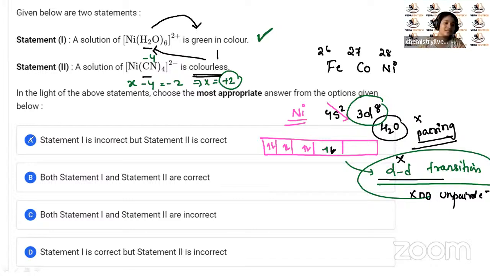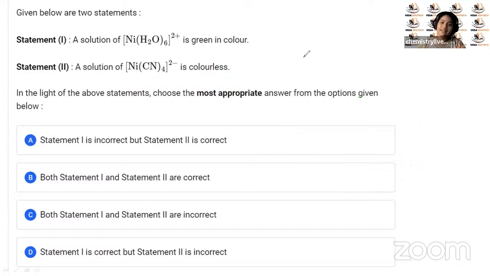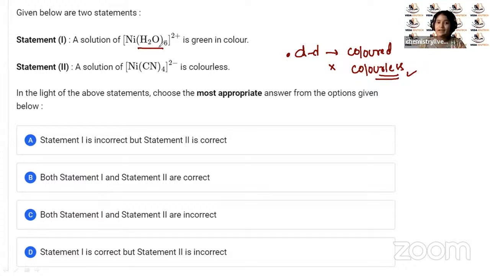So what is the conclusion that you drew from here, children? That when there is dd transition, your compound is going to be colored, and when there is no dd transition, it is going to be colorless. This is the basic key concept here. As this was a weak field ligand, it did not cause pairing and there were unpaired electrons which led to the green color of the compound. Whereas this being a strong field ligand, it caused all the electrons to pair and hence it is colorless.